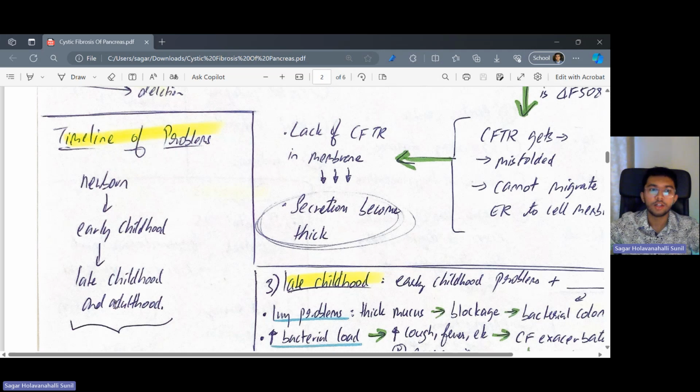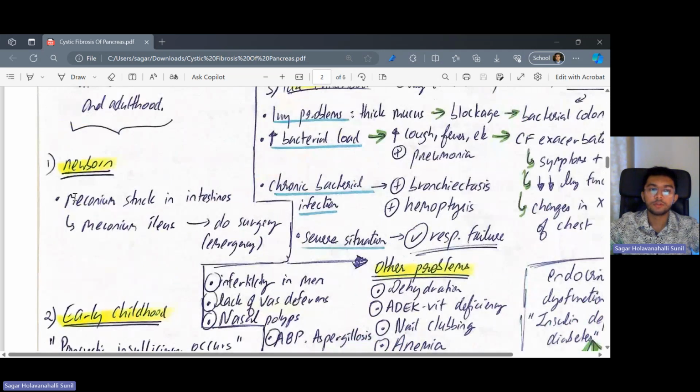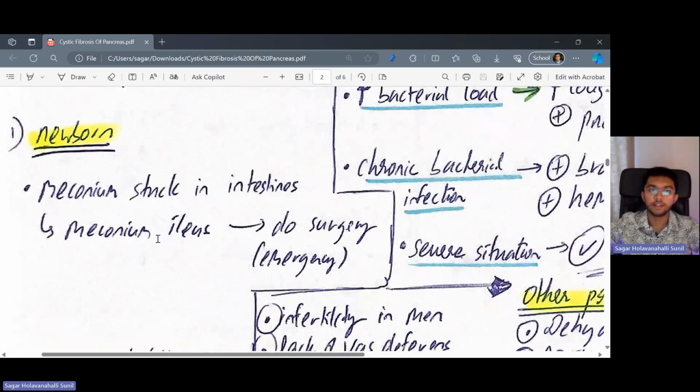Divide the problems with cystic fibrosis into the following timeline: newborn, early childhood, late childhood, and adulthood. Starting with the newborn, the most prominent problem is that there'll be meconium, which becomes thick and gets stuck in the intestines. When it gets stuck in the intestine, it causes meconium ileus. This is an emergency, so they have to perform surgery.